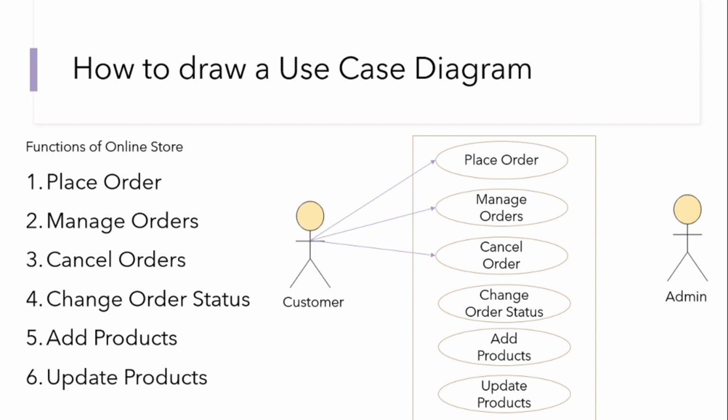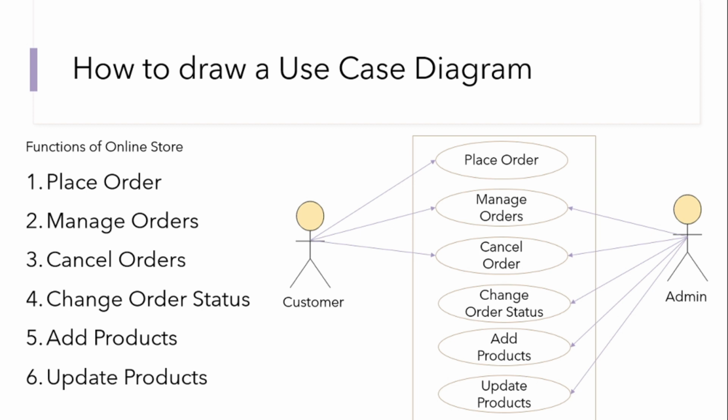And then from there, we move on to that of the administrator or the system administrator. With the system administrator, he can manage orders. So if a customer places order, he can manage the various orders the customer places, as well as cancel an order placed by a customer. And then he can change the order status, being it pending or delivered. He can also add products and then update products.